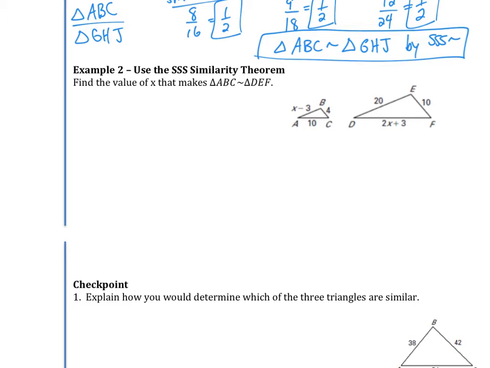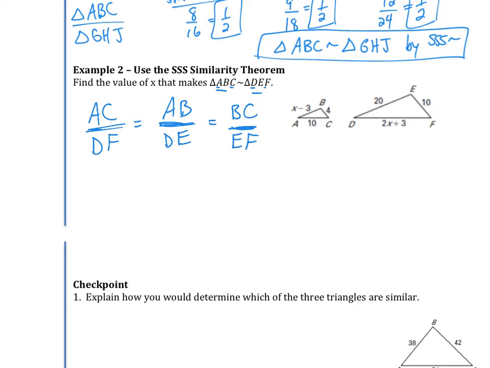Example 2. Find the value of x that makes triangle ABC similar to triangle DEF. First, we have to know which sides correspond. AC matches up with DF. Notice A and C are first and third, and so are D and F. That's going to be equal to AB over DE, which are first and second. And then we have BC over EF. Those are all proportional, so they would all be equal to each other.